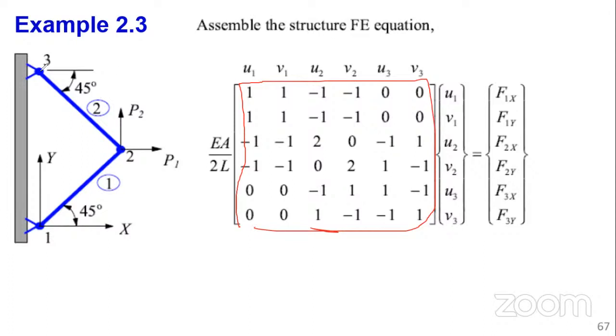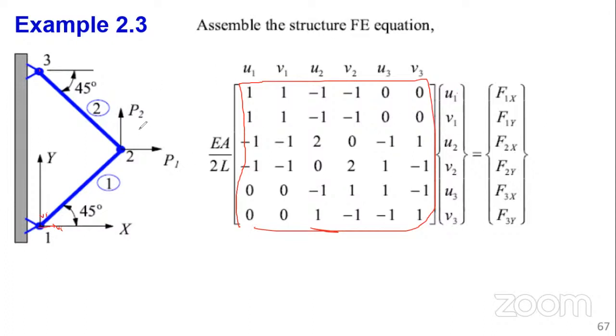This node is fixed. Node 3, node 1 is fixed. So you look at these quantities. At node 1, you have U1, V1. You have U3, V3. These are zeros. So U1, V1, U3, V3 is equal to 0. What else is known? Forces are given.